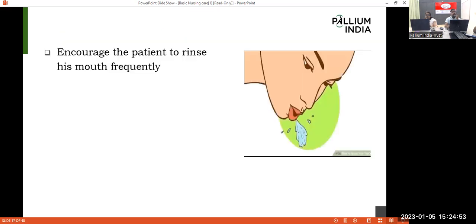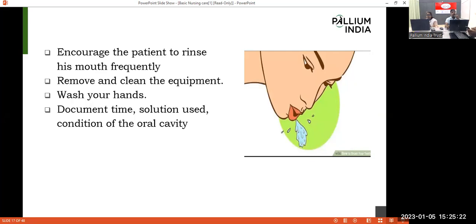Then during proper brushing, we need to ensure it's soft. After the brushing, encourage the patient to rinse his mouth frequently and periodically, because we need to clean the oral cavity thoroughly. So not only during the procedure, after the brushing procedure we need to ensure the patient continuously and frequently rinses and cleanses his or her mouth very thoroughly.